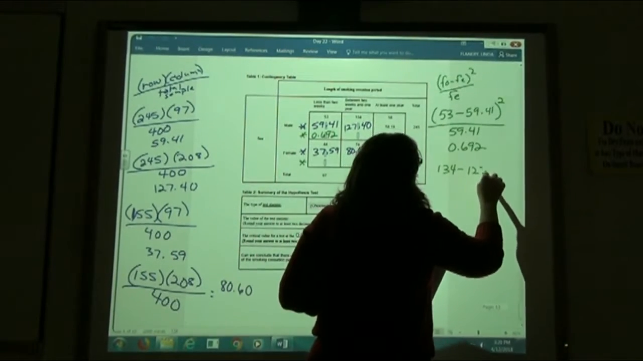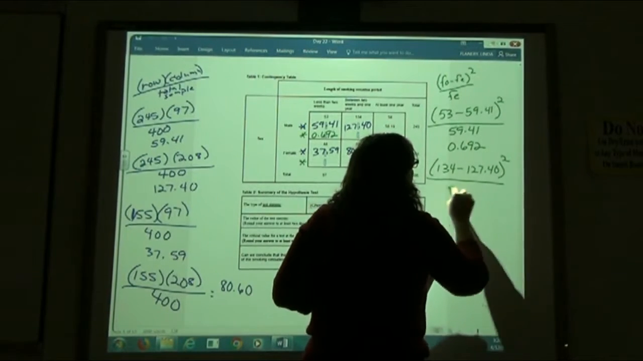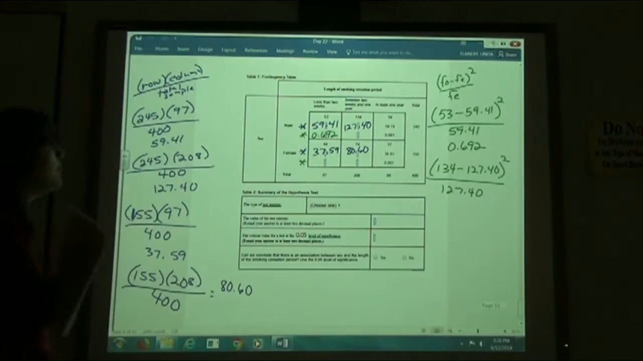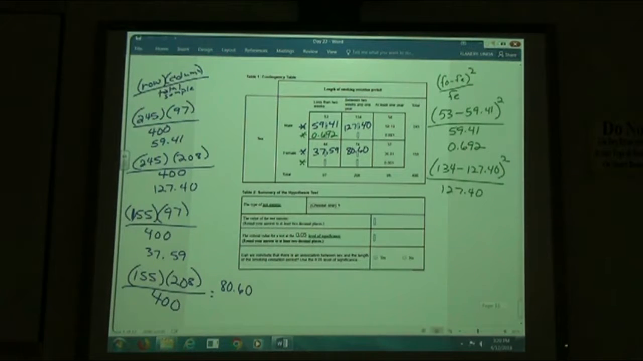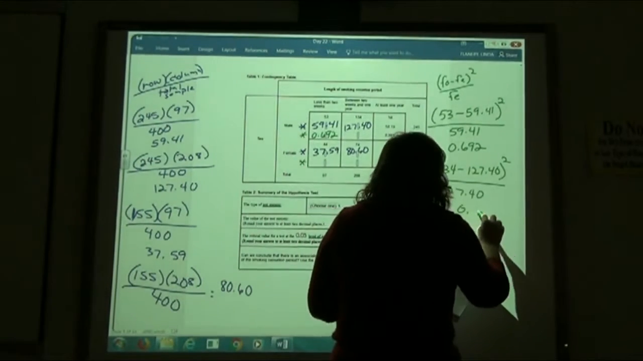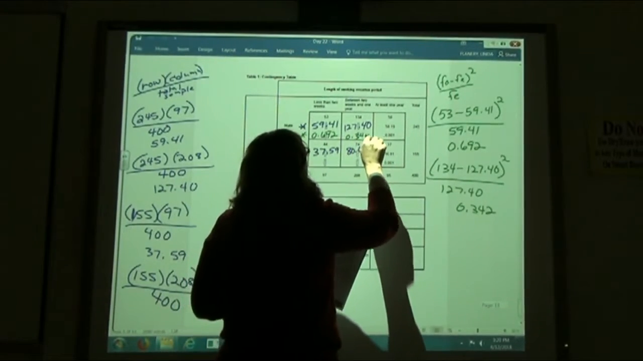On the next one, my observed is 134. 134 minus 127.4 squared divided by my 127.40, which is what I got for my expected frequency. So 134 minus 127.4, square that, and then divide it by 127.4. You should come up with 0.342.